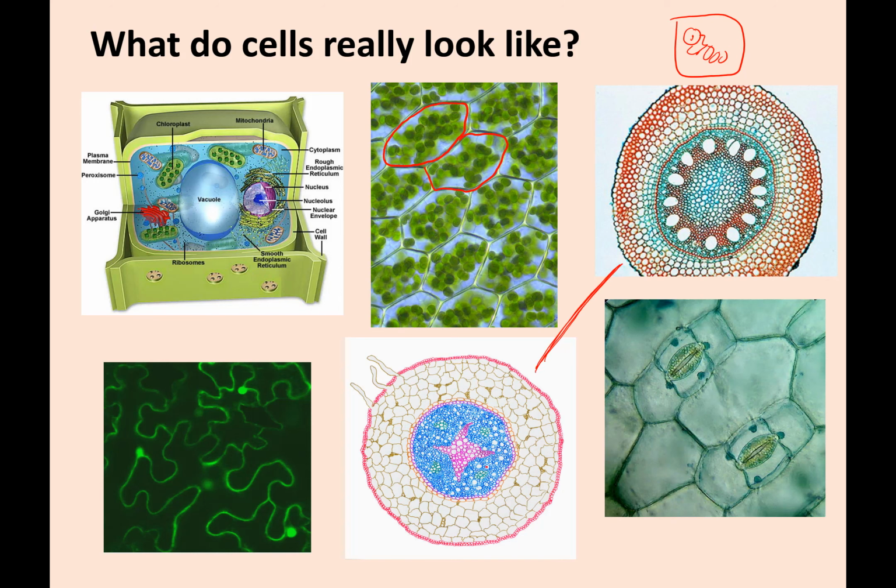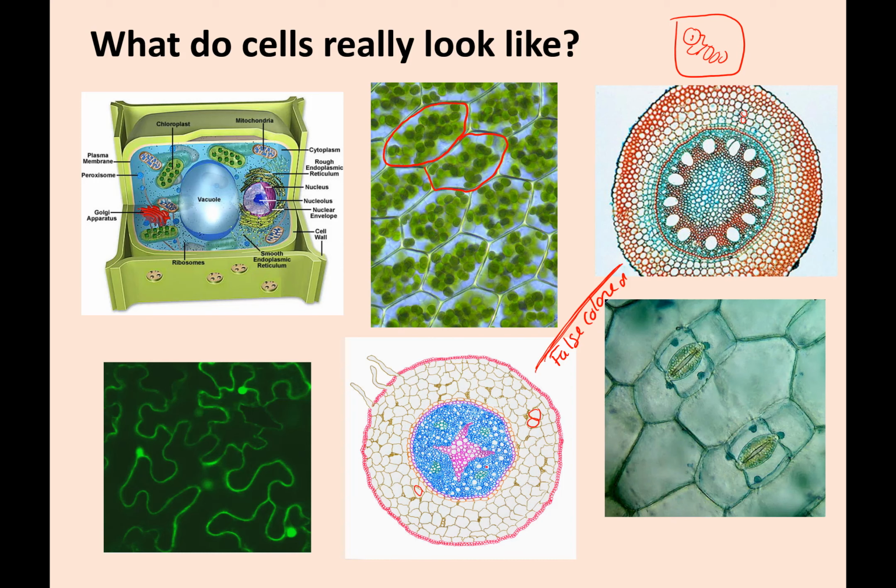This is a cross-section of a root and a stem, and they're false colored. But I want you to see how all these cells are packed together. Due to the staining, they've lost their internal organelles.